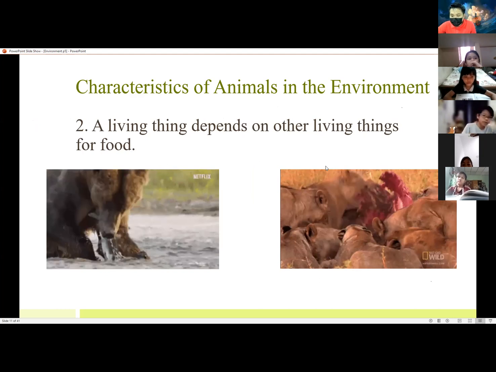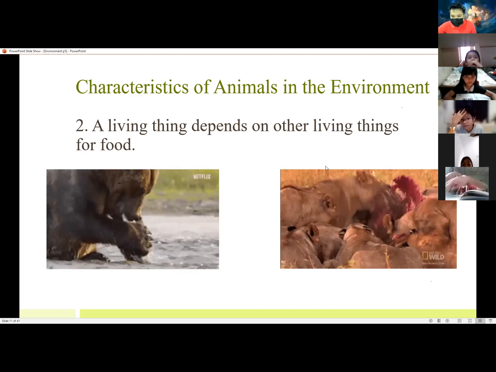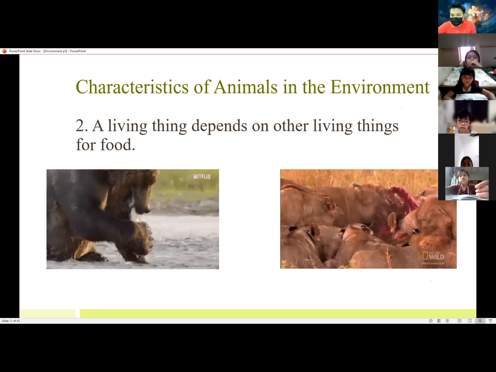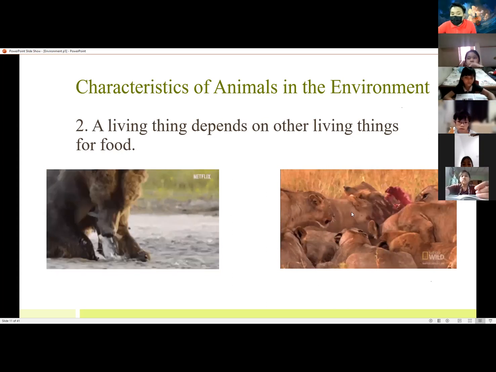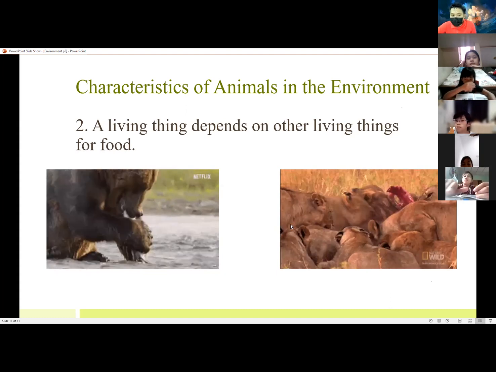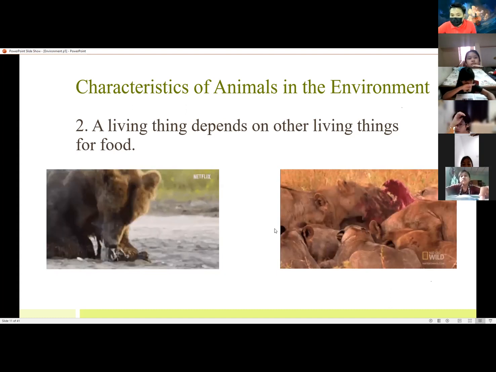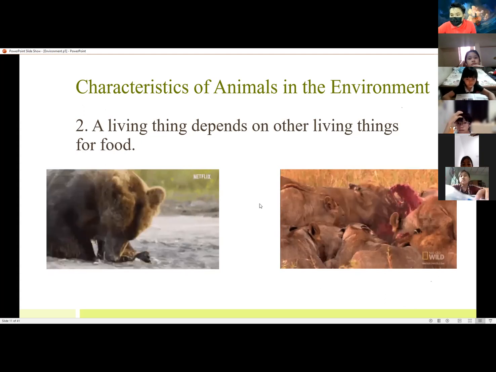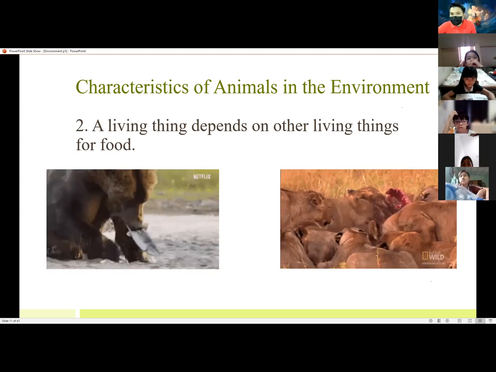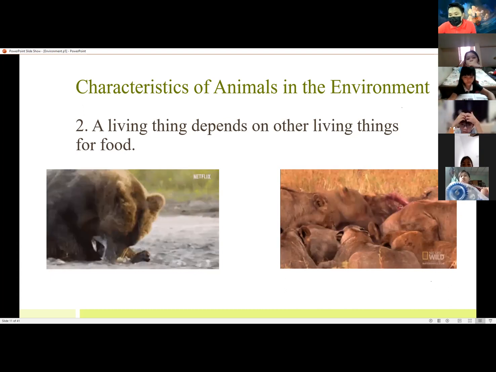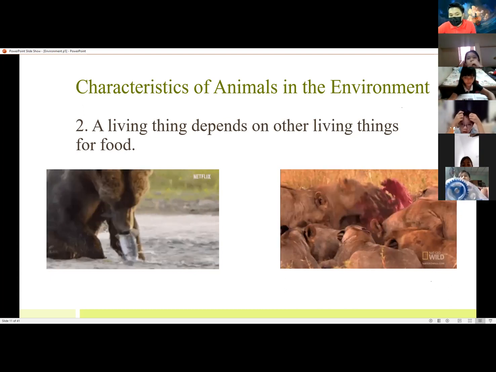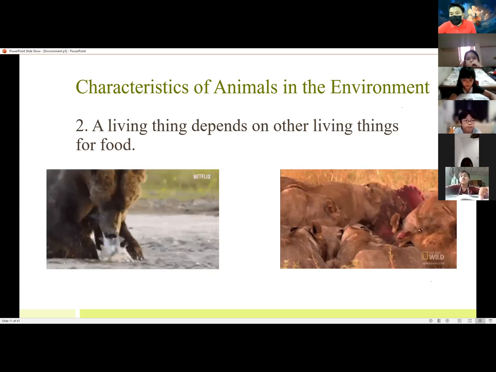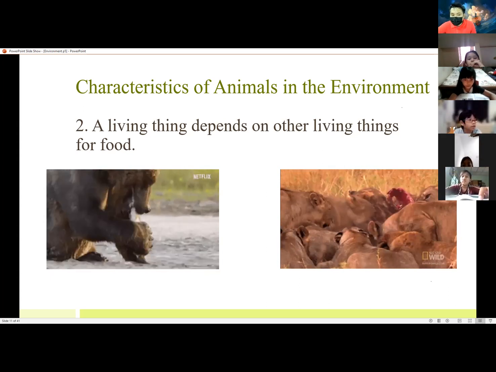Number 2, please read. A living thing depends on other living things for food. Okay. So here, it will go like the prey and predator relationship. Can you remember that? Okay, what is prey? Prey is the food of the predator.